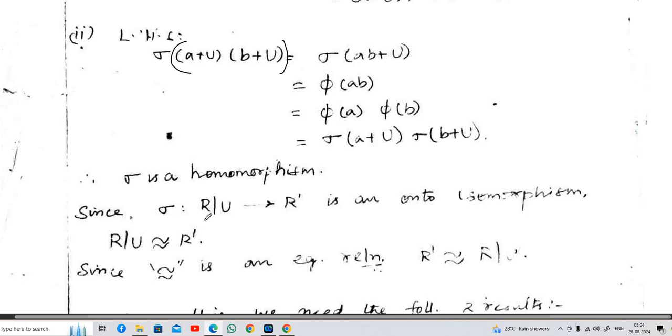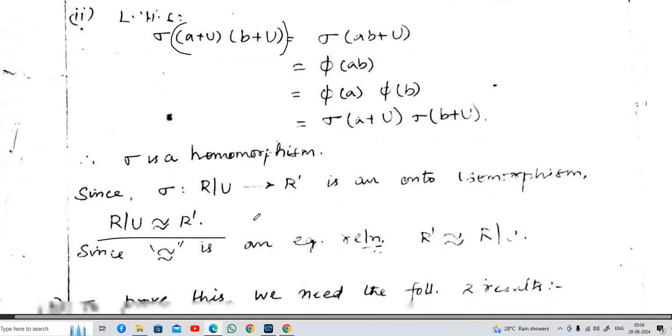Now since sigma from R mod U to R prime is an isomorphism, because we have shown it is one to one, onto, and a homomorphism, R mod U must be isomorphic to R prime.